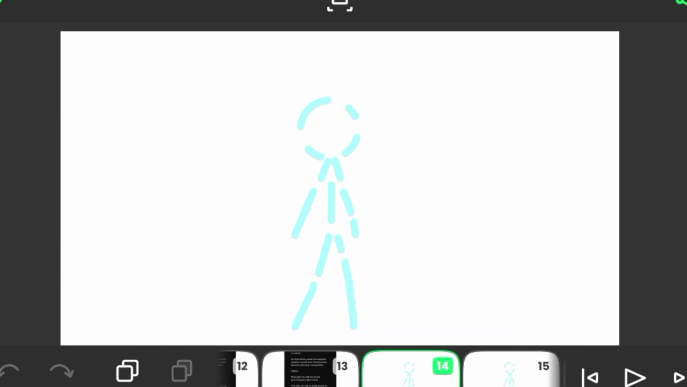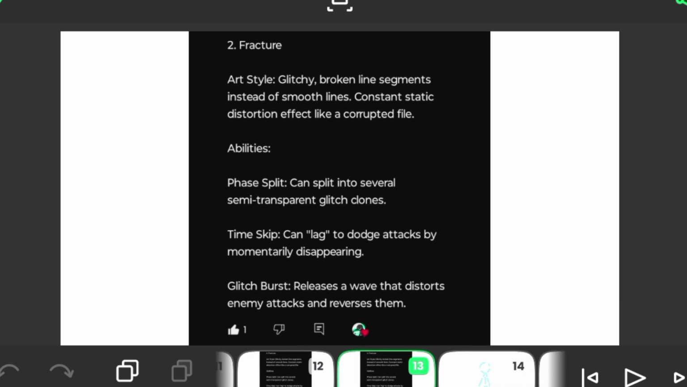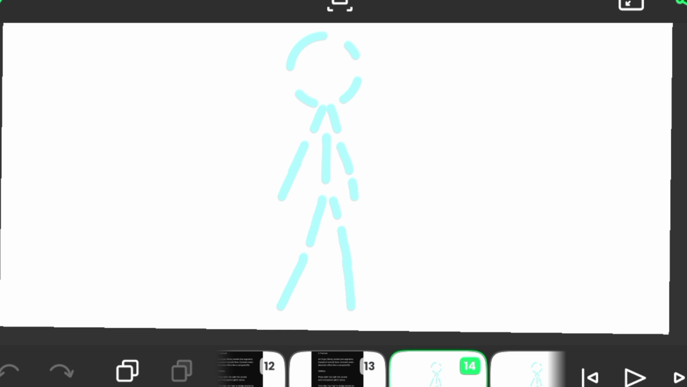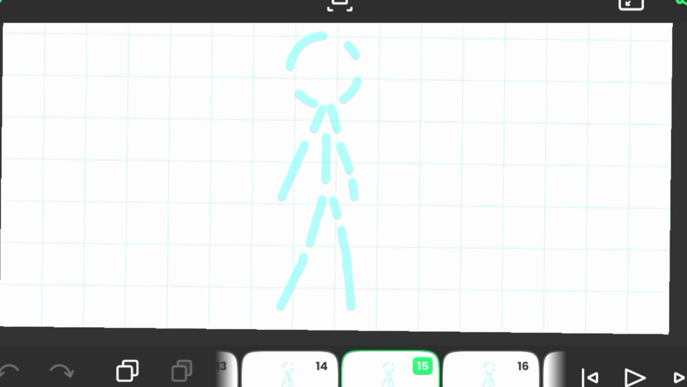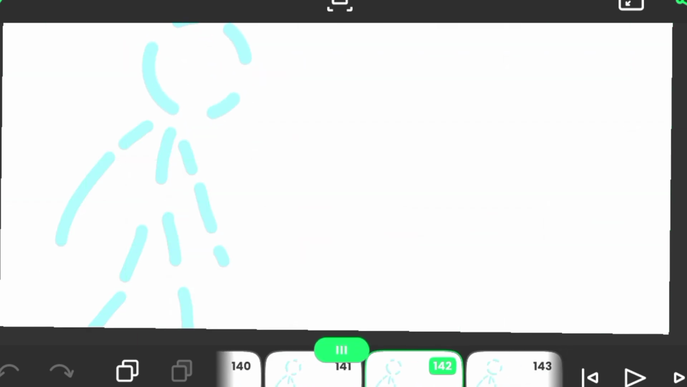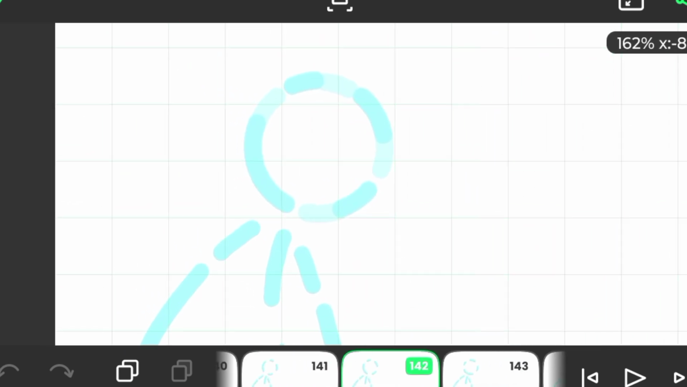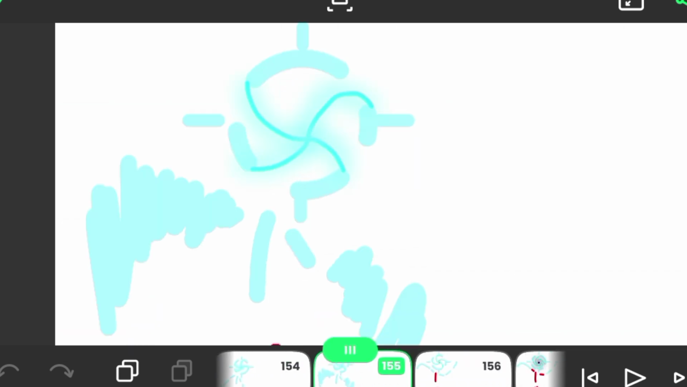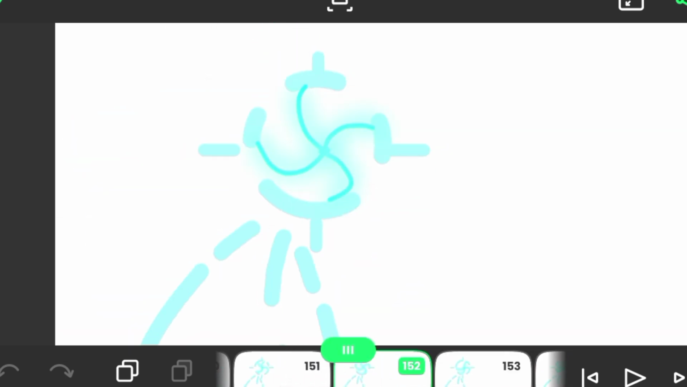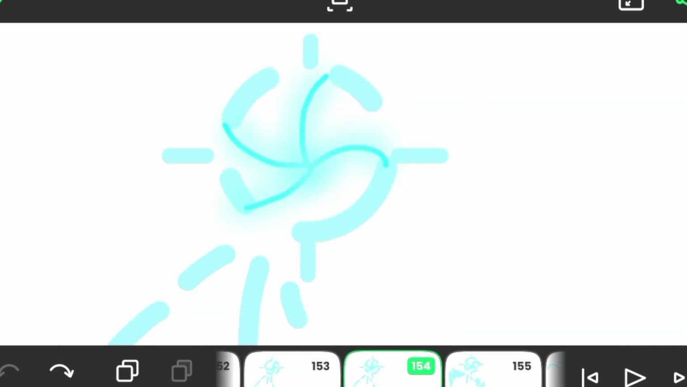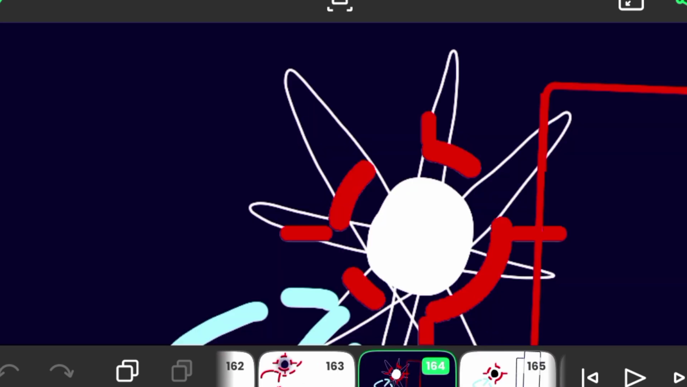I kind of drew the fractured stick figure in Flip a Clip. So this is like the model I have. You see, it's made out of different line segments that are different sizes. For the first attack, which is glitch burst, that's the first one I'm gonna do. So what I'm thinking is this head is like a turbine or a power generator, and for it to use its attacks, it has to spin. And while it's spinning, it creates this glitch electromagnetic field thingy that charges up an energy ball that creates the distortion effect.